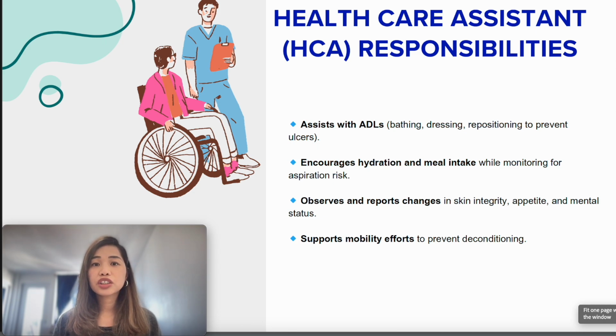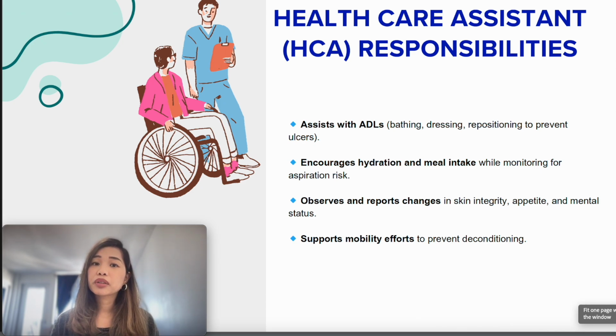So if you guys can remember, I said in the beginning, as the HCA, you do need to know the patient's condition. How is the patient feeling during that shift? Because that will affect the patient being able to tolerate ADLs. That will affect if the patient is able to tolerate bathing, or dressing, repositioning. So that's something that you have to remember.